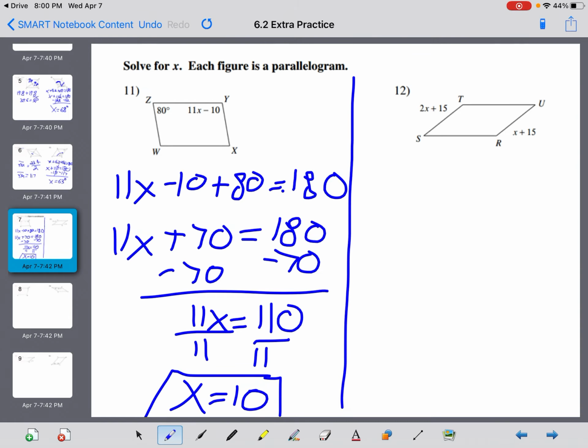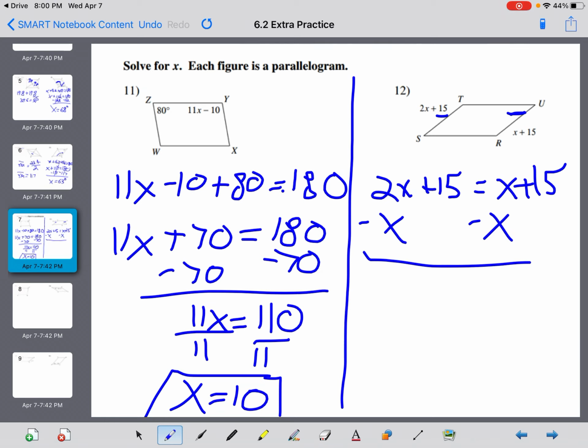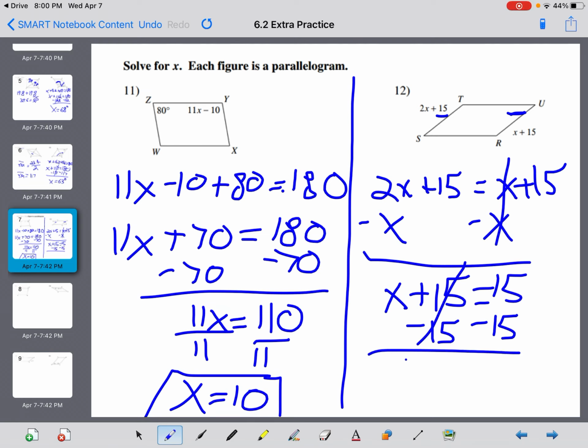Okay. Now for this one though, we have opposite sides, and opposite sides are congruent. So we're going to set them equal to each other. 2x plus 15 equals x plus 15. I'm going to minus x on both sides, and we're left with x plus 15 equals 15. Minus 15 on both sides, and x equals 0.